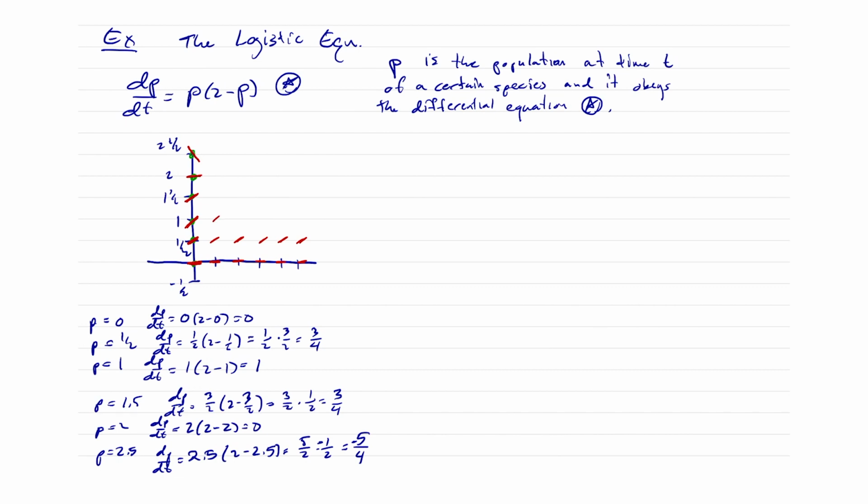Here we have a slope of 1. And here we have a slope of 3/4 again. Here, slope of 0. And here we have a slope of minus 5/4.